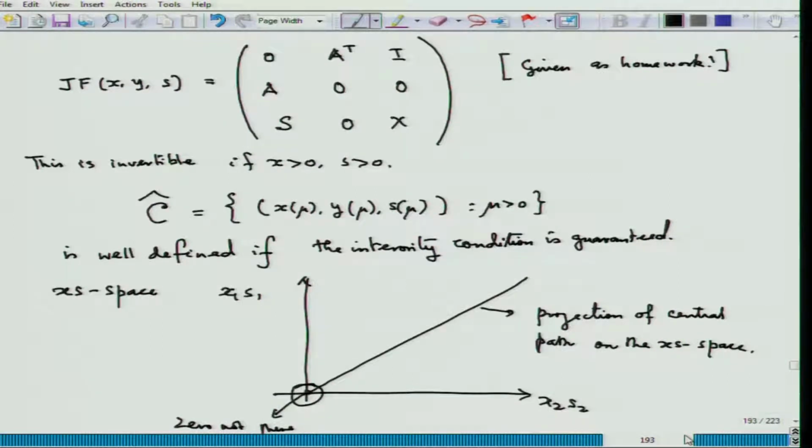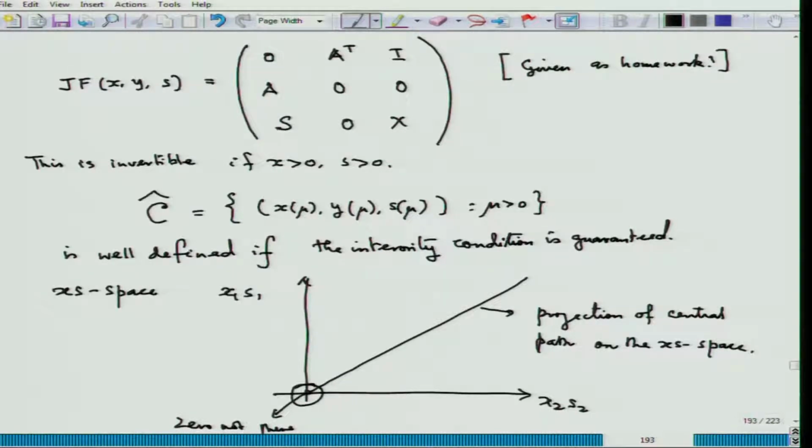Now, again I want to remind you that if you look at the very fundamental Newton's equation, then for each x, y, s, this is the Jacobian of that system. Now, F of x, y, s is A transpose y plus s minus c, Ax minus b, and XSe. So this is exactly the Jacobian, and this Jacobian is invertible if x and s are greater than 0, and this is very important for us to note.